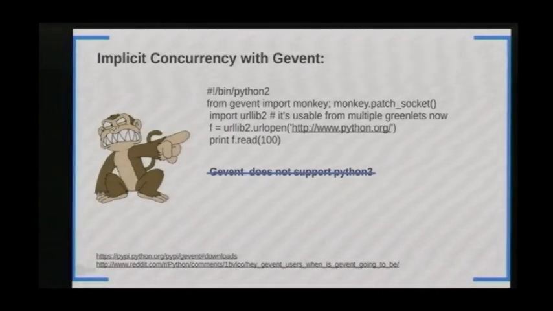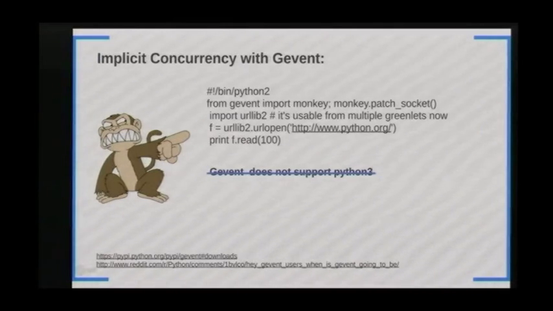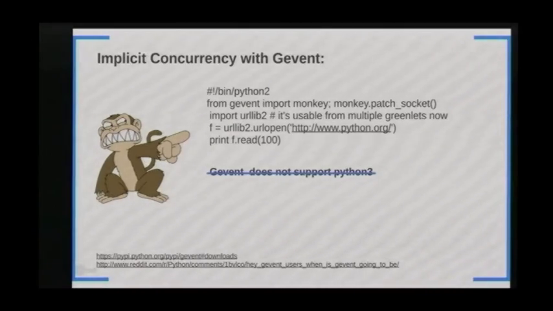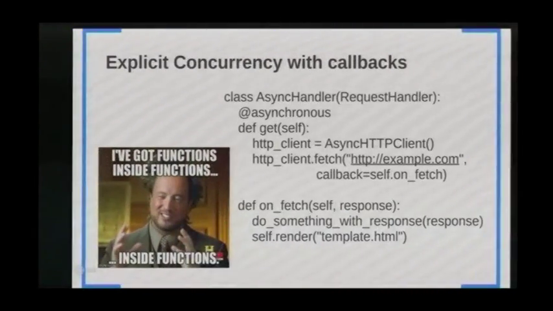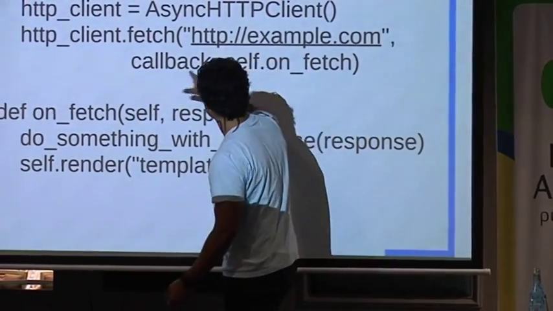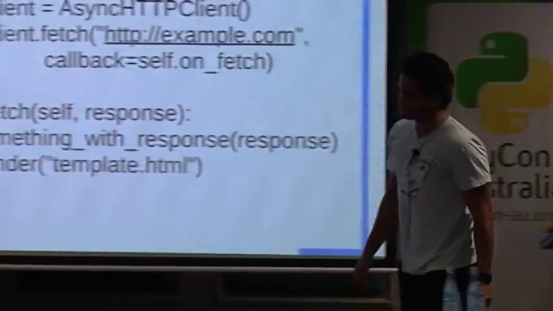So implicit concurrency with gevent wasn't supported until Python 3. I didn't know about it until this morning. Recently, they've added support for Python 3 in gevent. So with coroutines, you probably have callbacks within your callbacks. Explicit concurrency with callbacks means you're explicitly giving a function that will be called back when data is available on the socket or whatever.